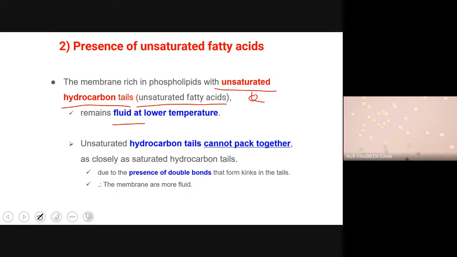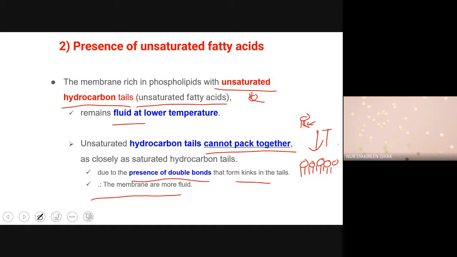So unsaturated hydrocarbon tails cannot pack together as closely as saturated hydrocarbon tails, because the tail is bent due to the presence of a double bond between the carbon to form kink. So kink in the tail, so the membrane will be more fluid. So imagine kalau dia punya tail straight, so if the temperature drops, the phospholipid molecule can closely pack together and become solid at cold temperature. So the cell cannot function. The plasma membrane cannot carry out its activity.